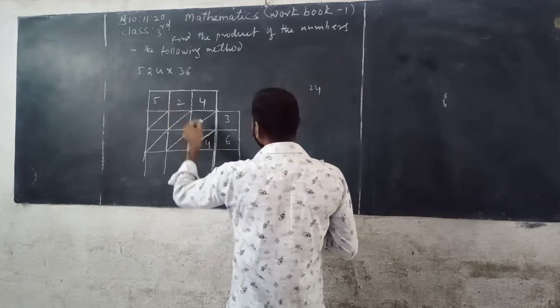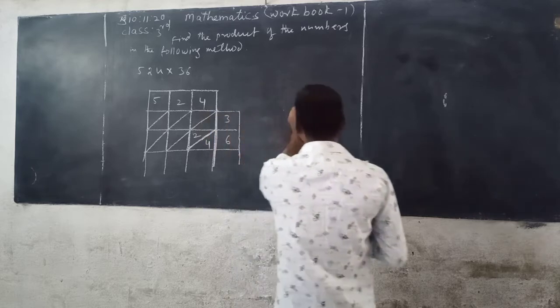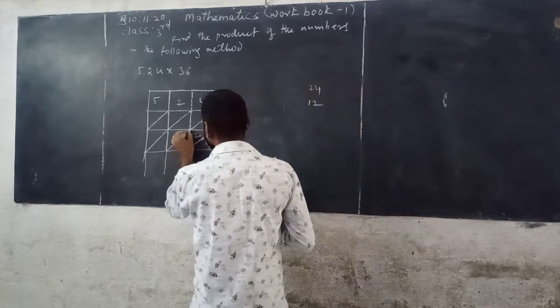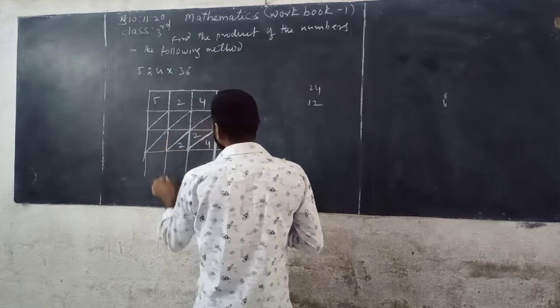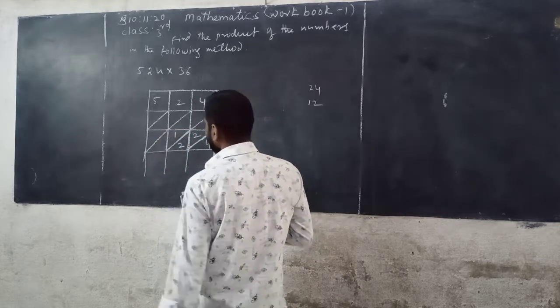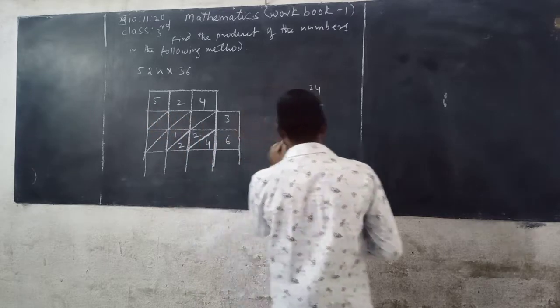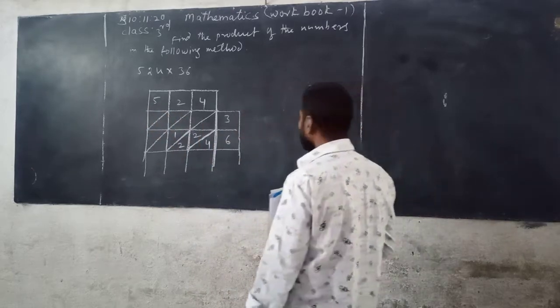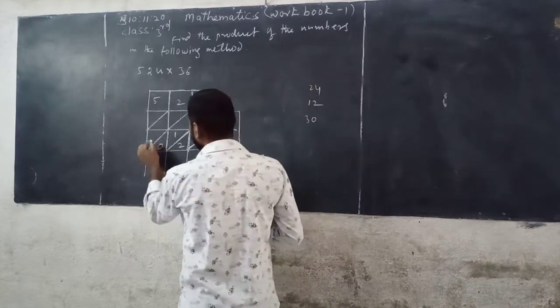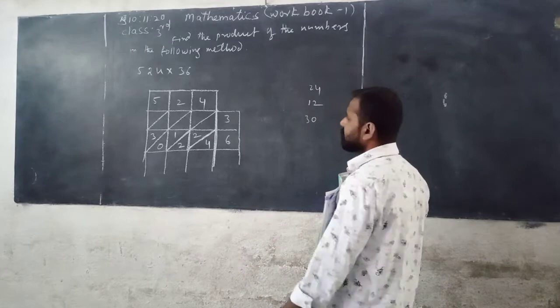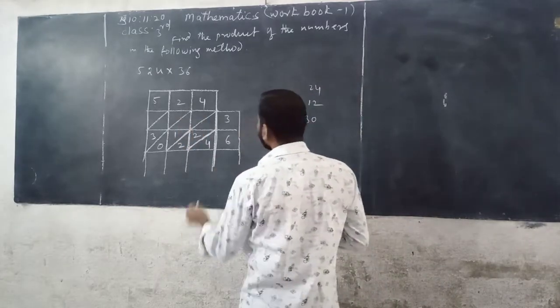Next again, 2 is multiplied with 6. 6 2s are 12. So you can write 2 here below the diagonal of the cell and 1 you can write here. Next, 5 is multiplied by 6. 6 5s are 30. So now you can write here 0, here 3. Then 6 is completed.